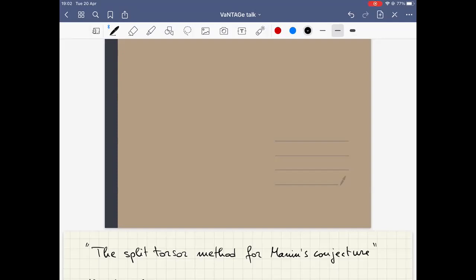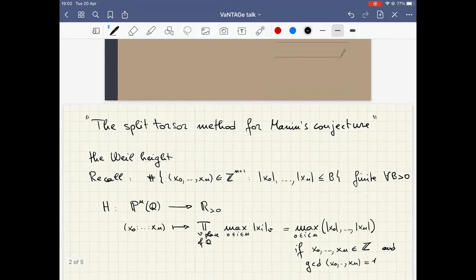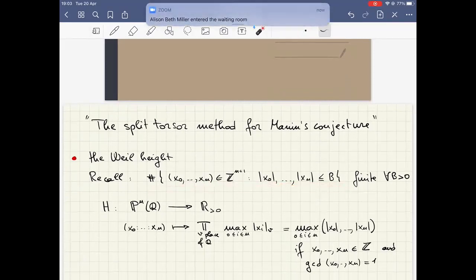So we want to consider points of bounded height. First, let's recall together what the height is. The first thing to remember is that if we have a set of integers of bounded size, then this is always going to be a finite set, just by definition.